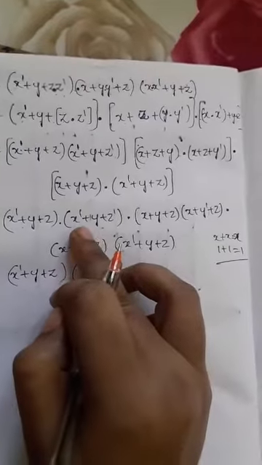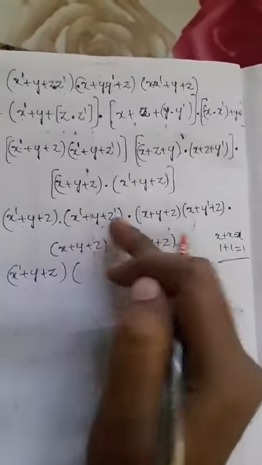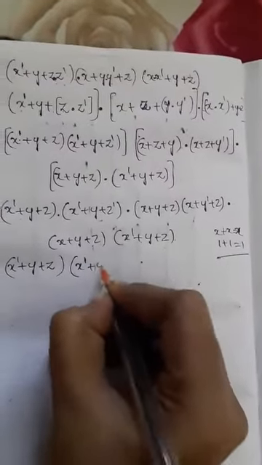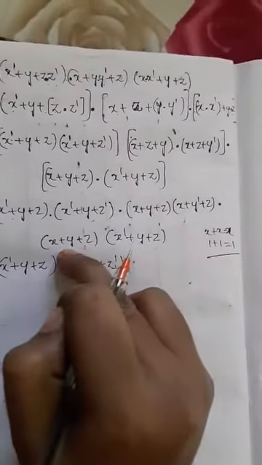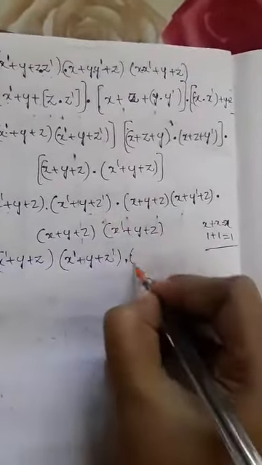And next, x complement plus y plus z complement, is it repeated? It is not repeated, so you can directly write the second term as it is. Next, coming to the third term, x plus y plus z, x plus y plus z is repeated, so you can take one term.